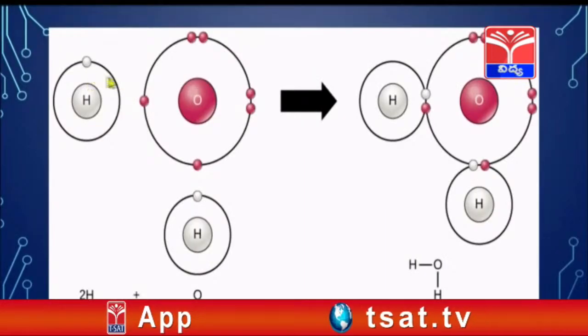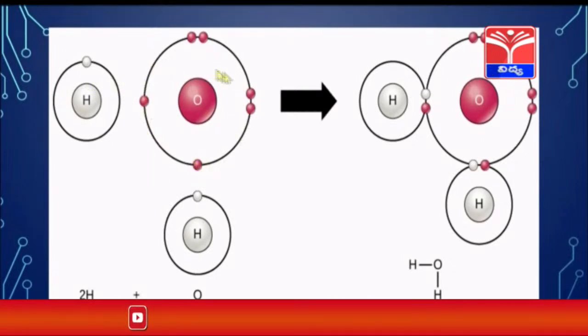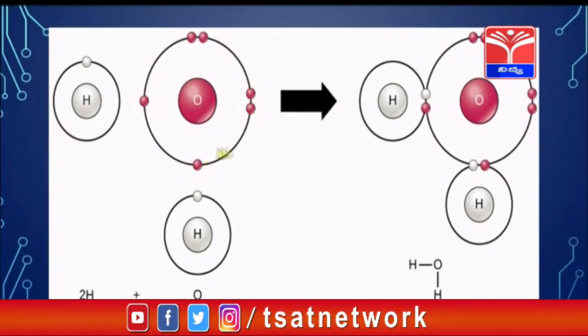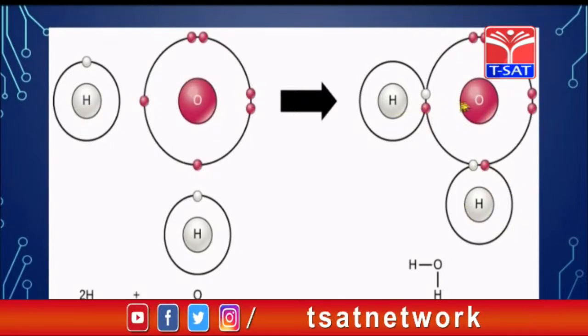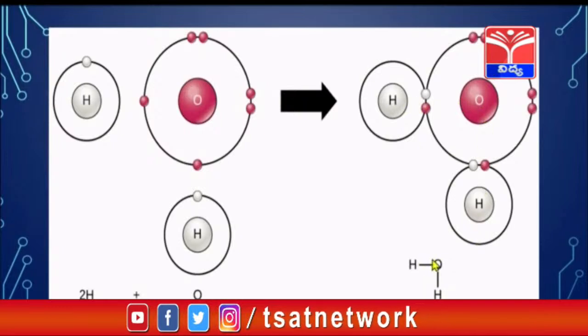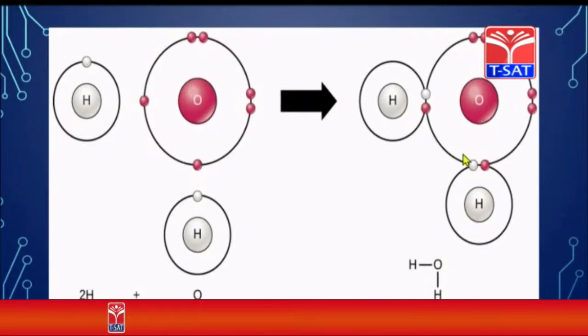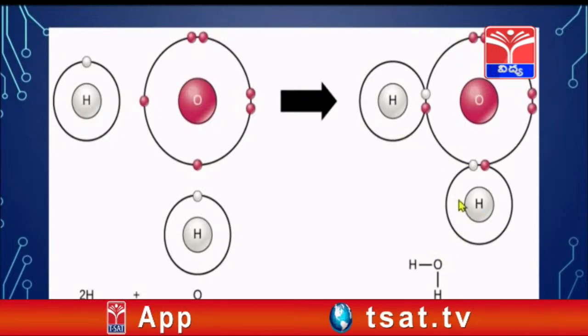So if you look at this picture, hydrogen has one electron. It needs one more electron to attain duplet configuration like helium. And oxygen has 6 valence electrons. It requires 2 more electrons to attain octet configuration like neon. So hydrogen and oxygen share one pair of electrons each, and this hydrogen also shares one pair of electrons with oxygen, thus forming a water molecule. Two atoms of hydrogen bonded with one single atom of oxygen. Here oxygen is bonded with two atoms of hydrogen.